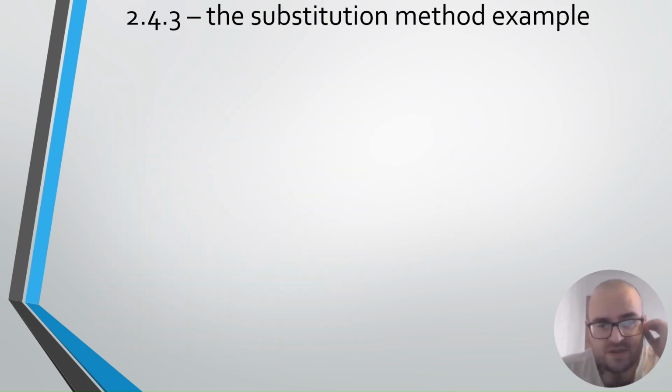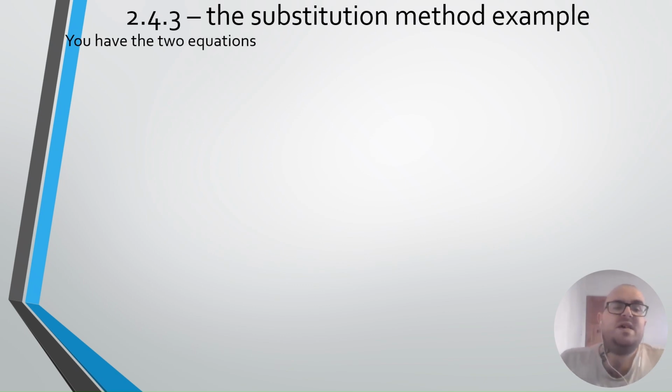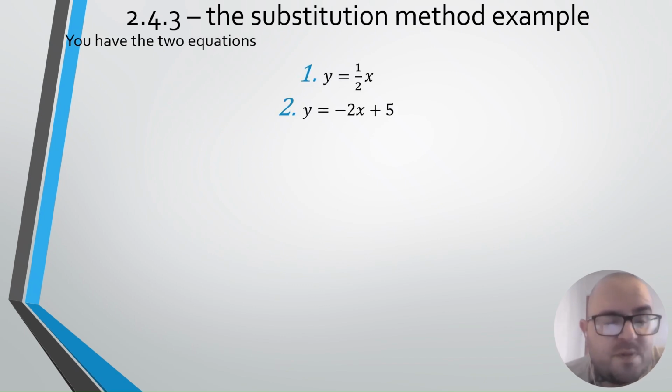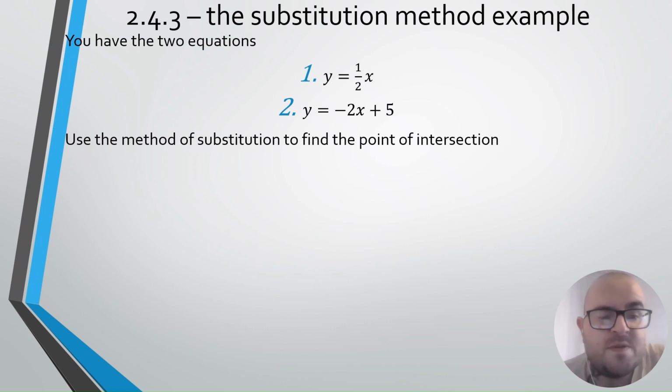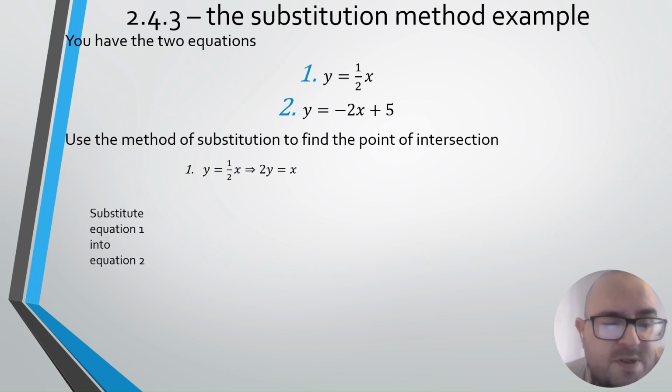The substitution method. This is one of my favourite methods. So you have the two equations, the exact same as before. Using the method of substitution, we find the point of intersection. So if y equals a half x, this is just rearranging the first equation. We have 2y equals x. We substitute equation 1, which is now in the form x equals 2y, into equation 2.